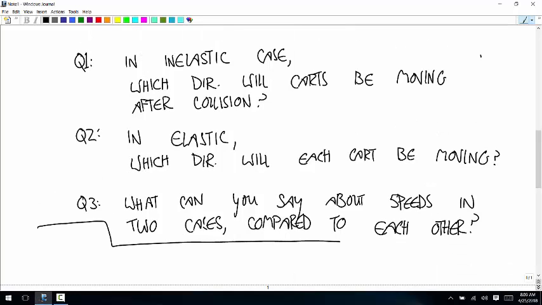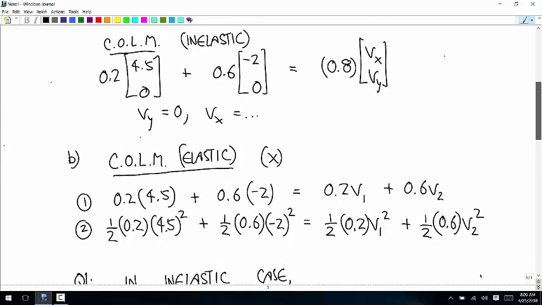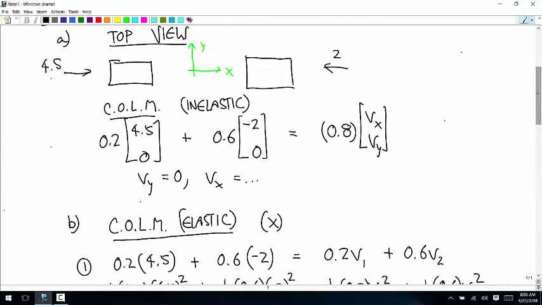So for the inelastic case, which direction will the carts be moving, and how do you know? Okay, they'll be moving in the negative direction, and how do you know that that's true? Yeah. Yep. Like 0.9 and 1.2. Yeah, so exactly. So you have a positive momentum.